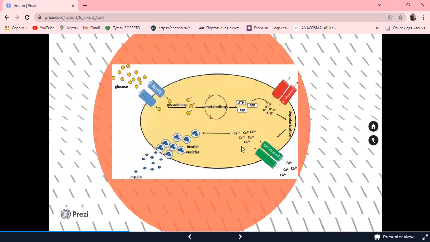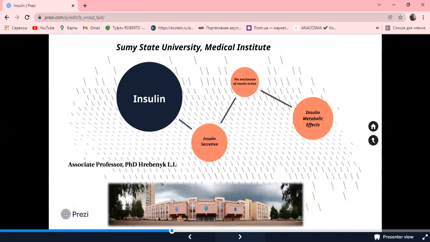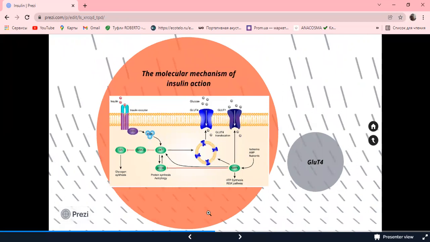Calcium is the key ion for stimulation of insulin secretion from insulin vesicles into the bloodstream. After that, the concentration of insulin in blood will be increased, and insulin will work to decrease glucose concentration in the bloodstream. The main task of insulin is really decreasing glucose concentration. And how can insulin do it? Next, I'll explain the mechanism of insulin action.